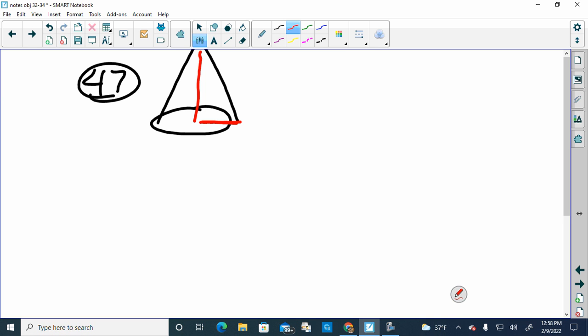Okay, so it says, find the exact total surface area of a cone that has a slant height. So it's not height, it's a slant height of 16 and the radius of 9. So it's not the height, this one right here. The slant height is this one right here. Okay, so what shape is this right here? A right triangle.